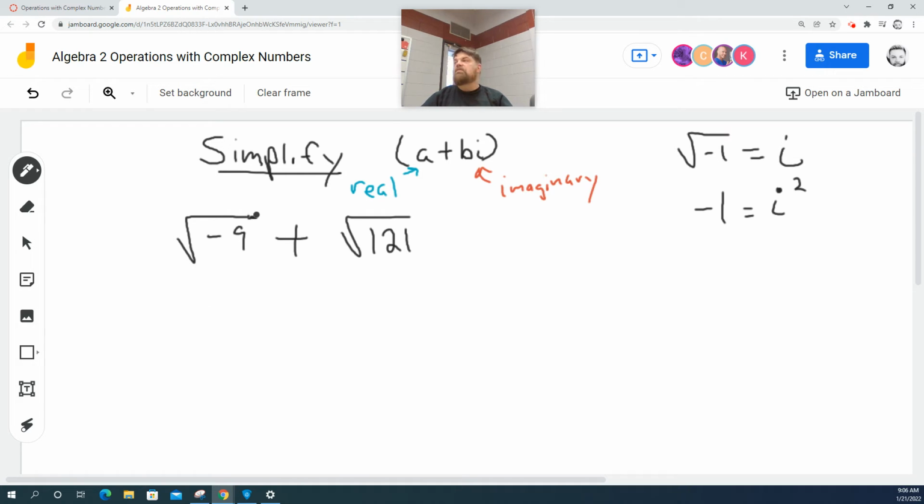Can we take the square root of a negative number? Nope. So what I need to do is I need to rewrite this as negative the square root of 9 times the square root of negative 1. All right. You remember those rules for radicals? You could take the factors of a number and separate it into two separate square roots. Now, does anybody recognize what the square root of 121 is?